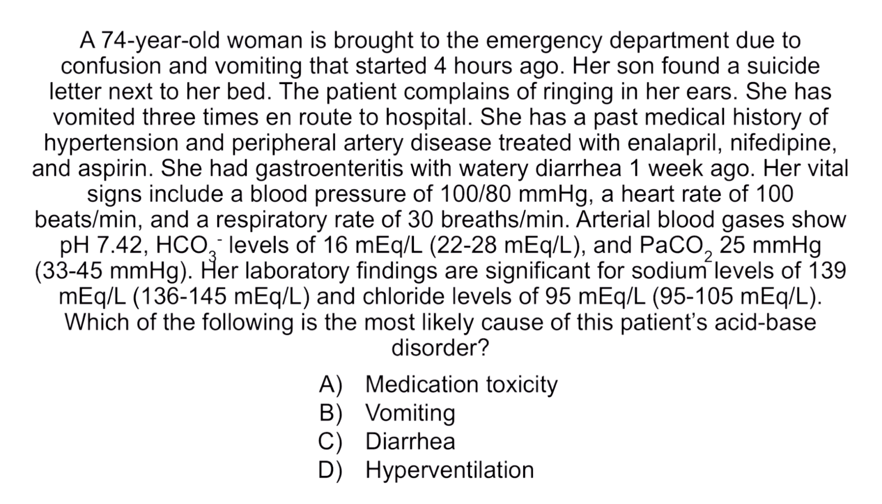She has a past medical history of hypertension and peripheral artery disease treated with enalapril, nifedipine, and aspirin. She had gastroenteritis with watery diarrhea 1 week ago. Her vital signs include a blood pressure of 100/80, heart rate of 100 beats per minute, and respiratory rate of 30. Arterial blood gas shows pH of 7.42, bicarbonate levels of 16, and PaCO2 of 25. Her lab findings are significant for sodium levels of 139 and chloride levels of 95. Which of the following is the most likely cause of the patient's acid-base disorder?